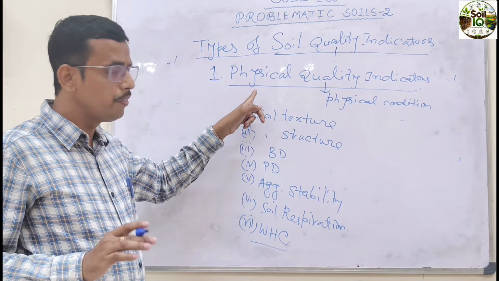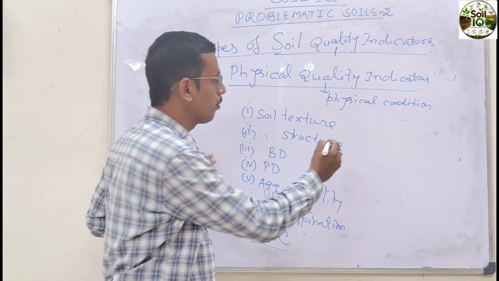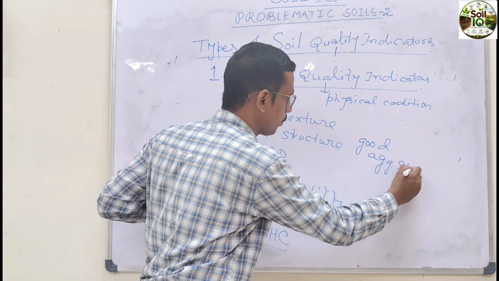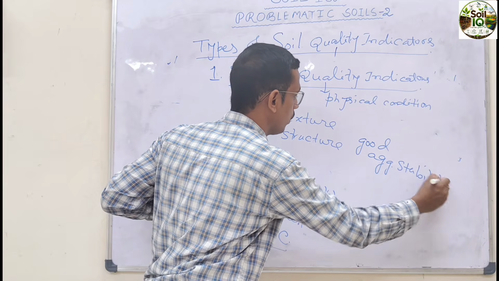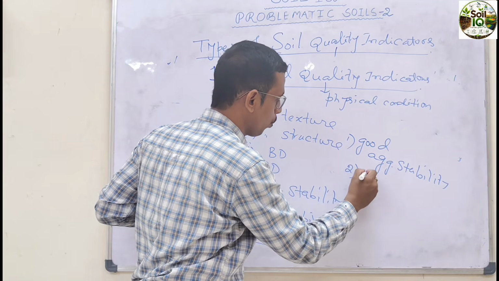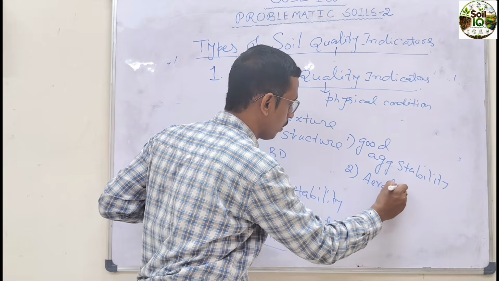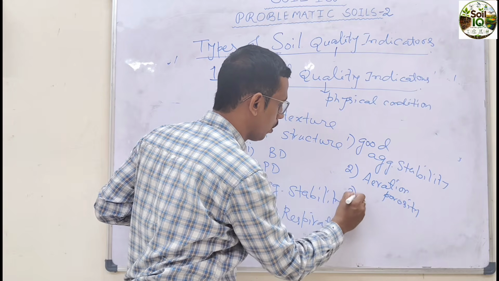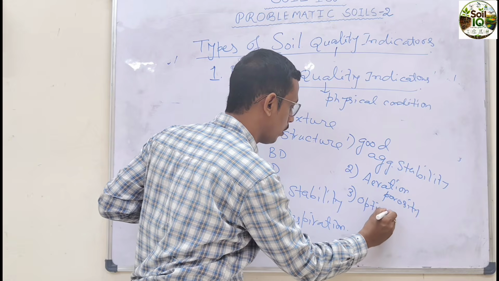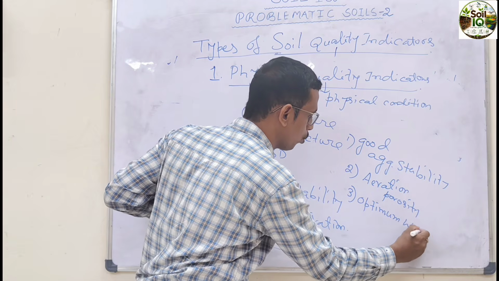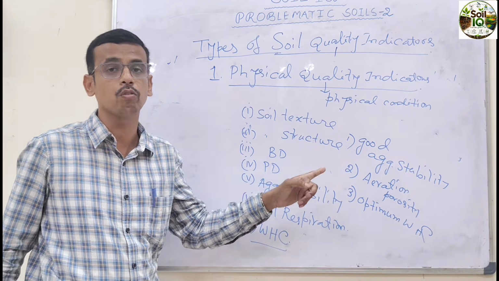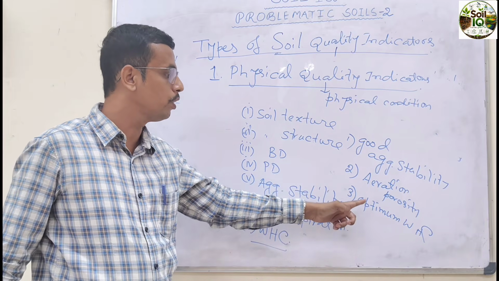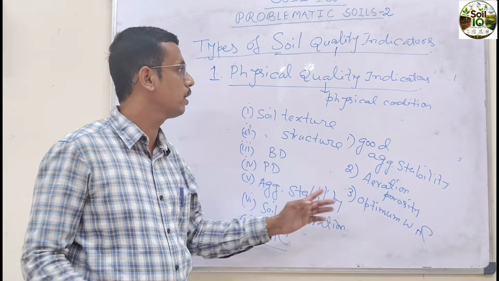A physically healthy soil has good aggregate stability, proper aeration and porosity, and optimum water holding capacity. So these all denote that the soil is physically healthy.